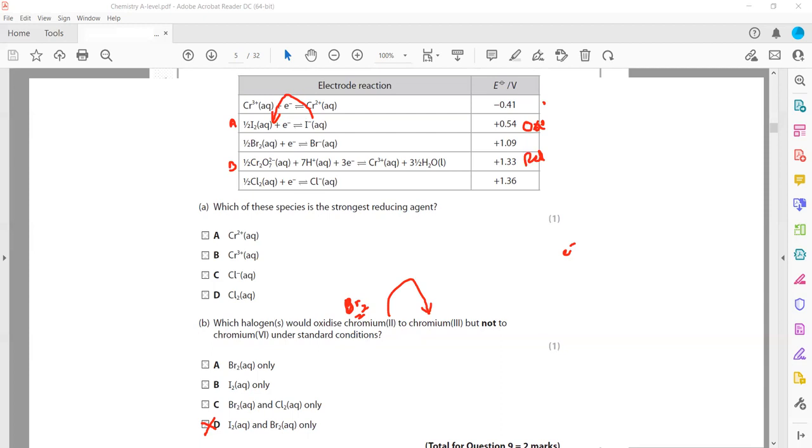Is it clear? Discussion? So this was about all the redox reactions. Next session we will do more questions.